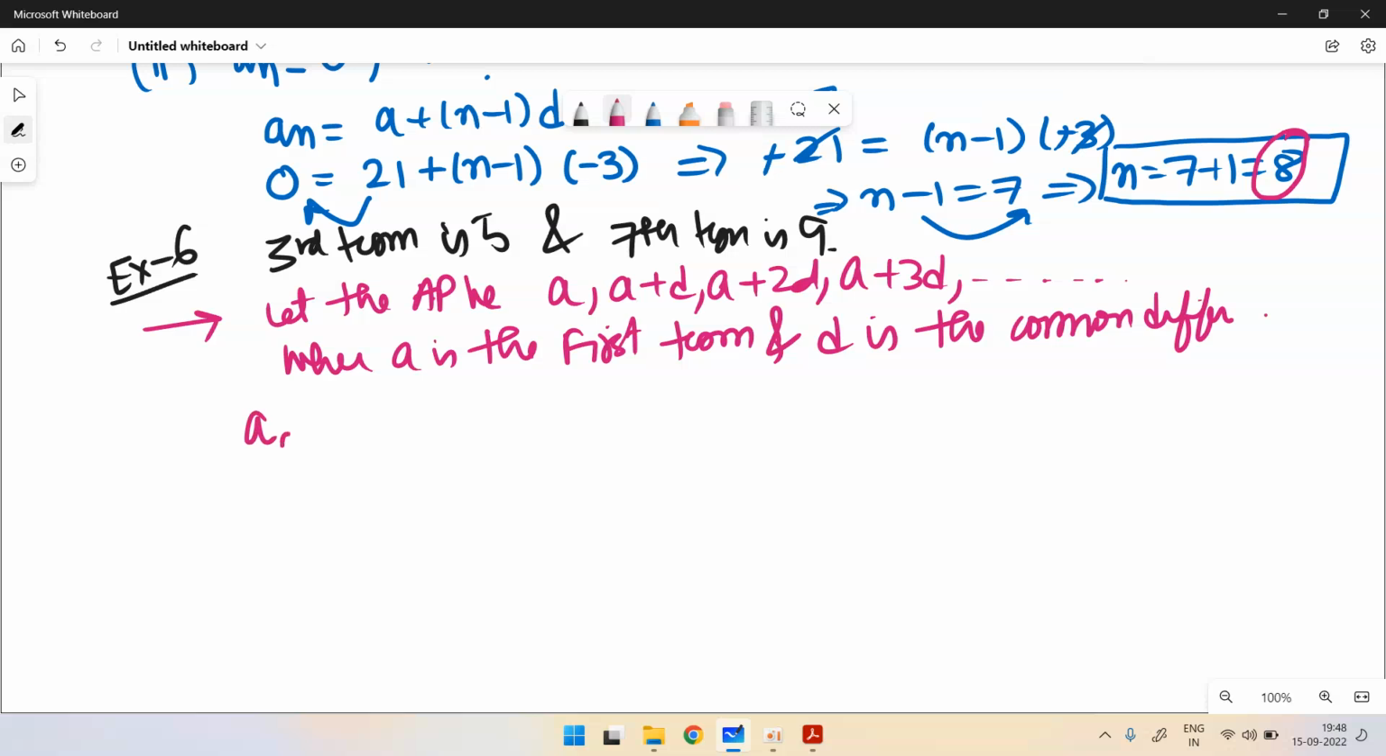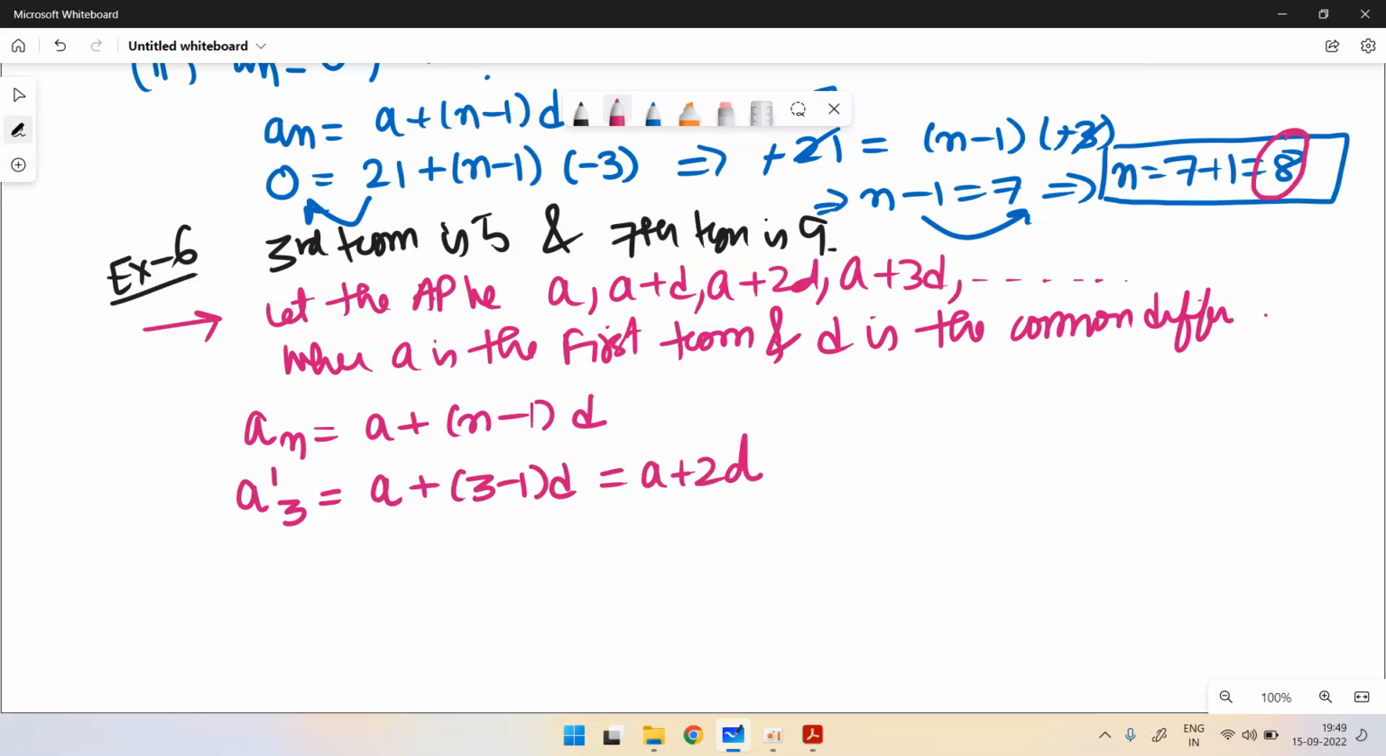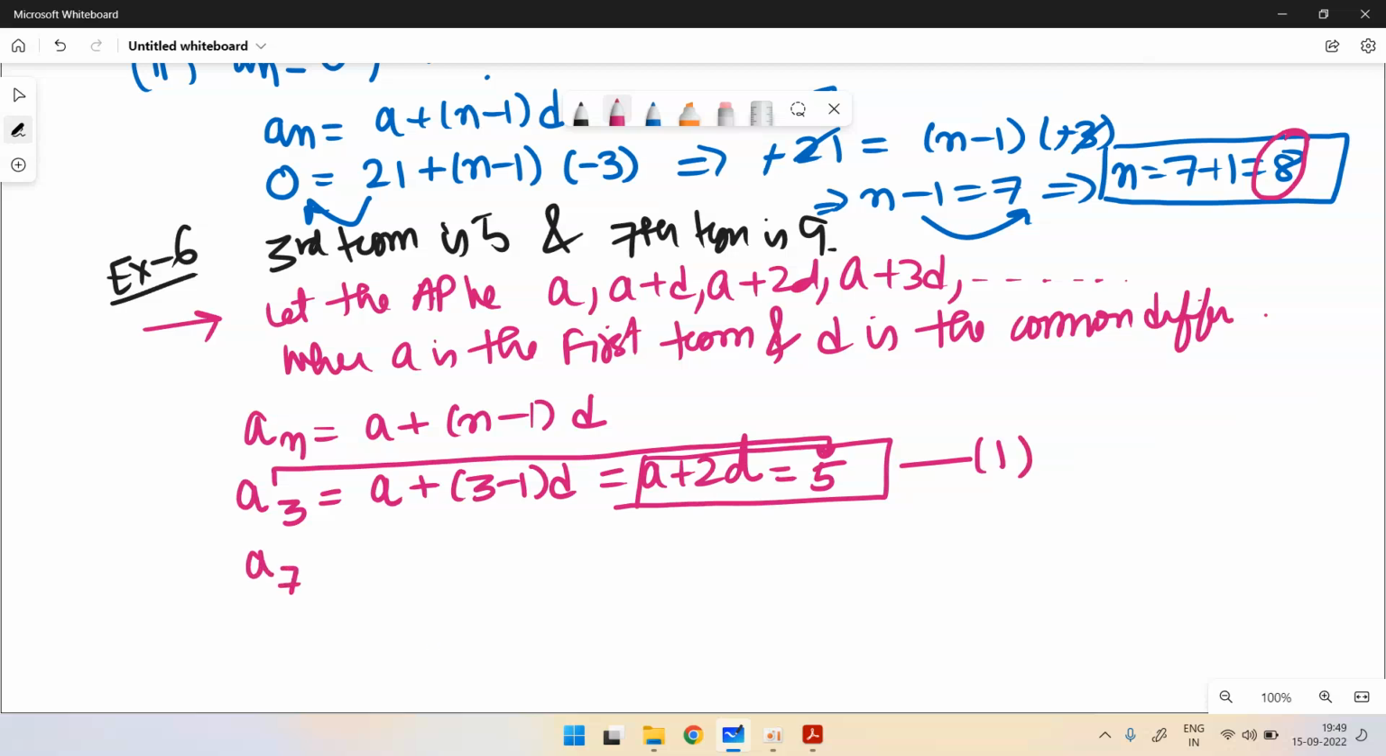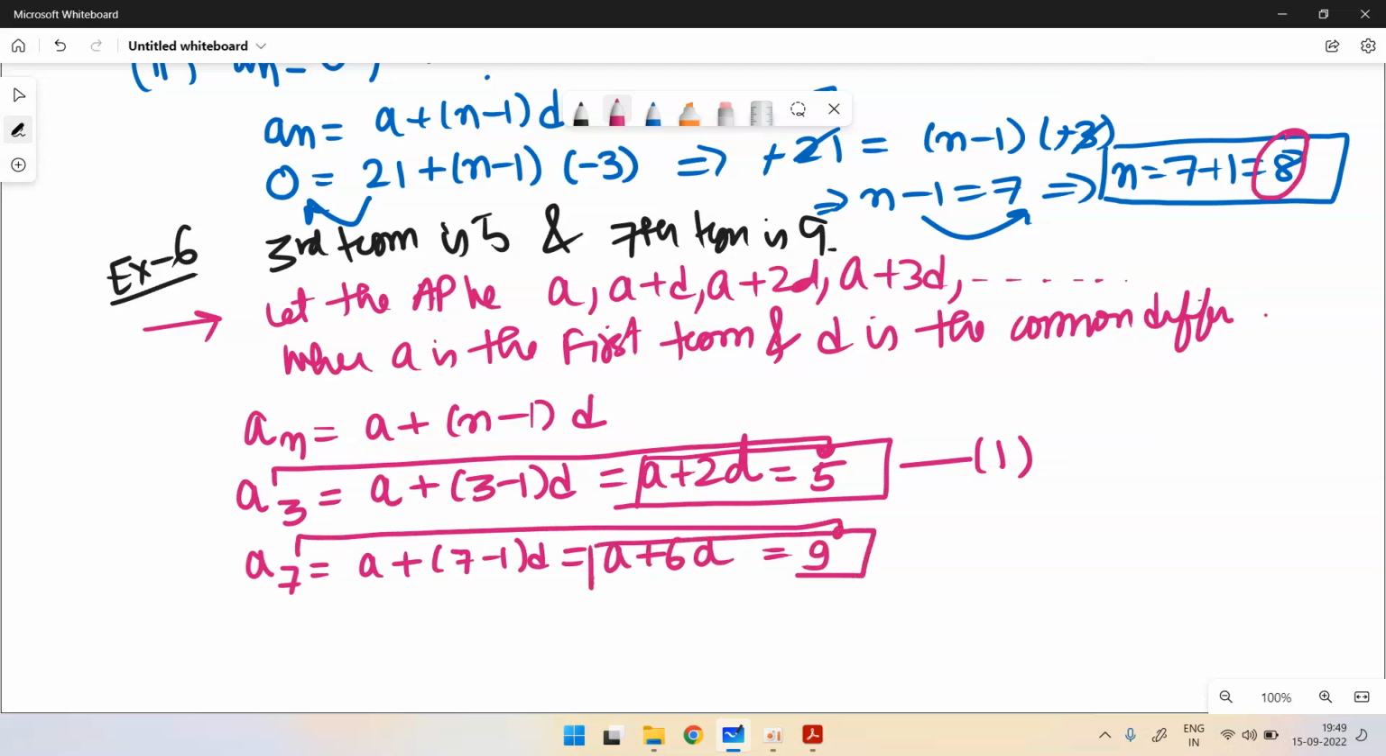The third term is 5, so you need to apply the formula a_n equals a plus (n minus 1) d. For the third term, the value of n is 3. So a3 equals a plus (3 minus 1) into d, which is a plus 2d. And a3 is given in the question as 5. So a plus 2d equals 5. I will take this to be my first equation. Now the 7th term is 9, so a7 is given to be 9. This is a plus (7 minus 1) d, which is a plus 6d equals 9. This is my second equation.